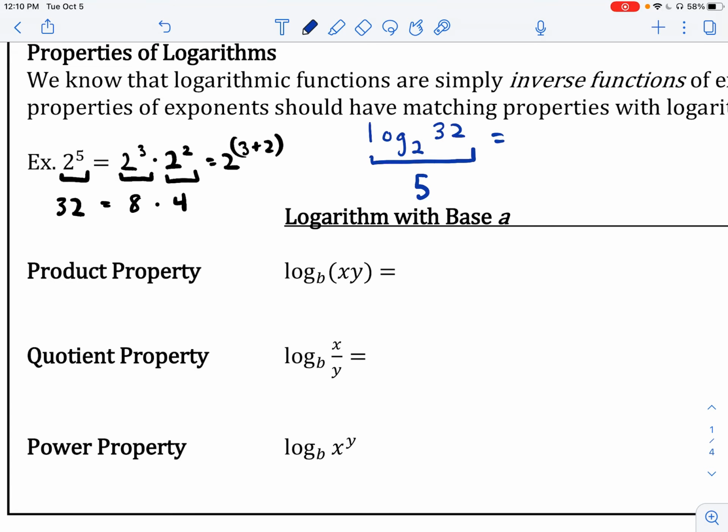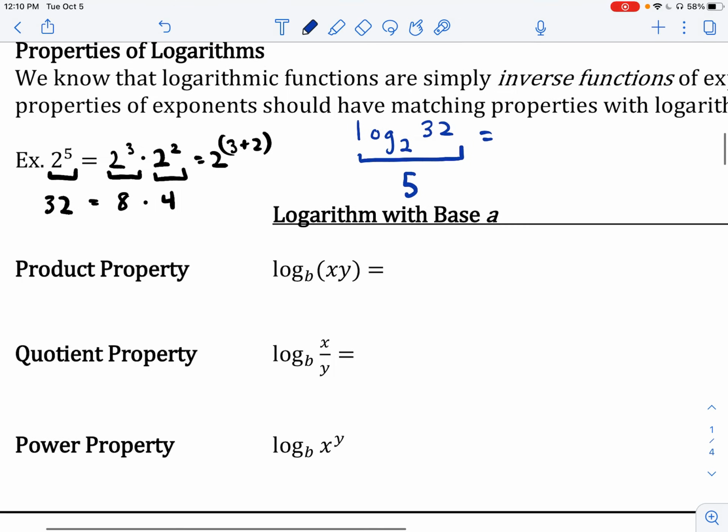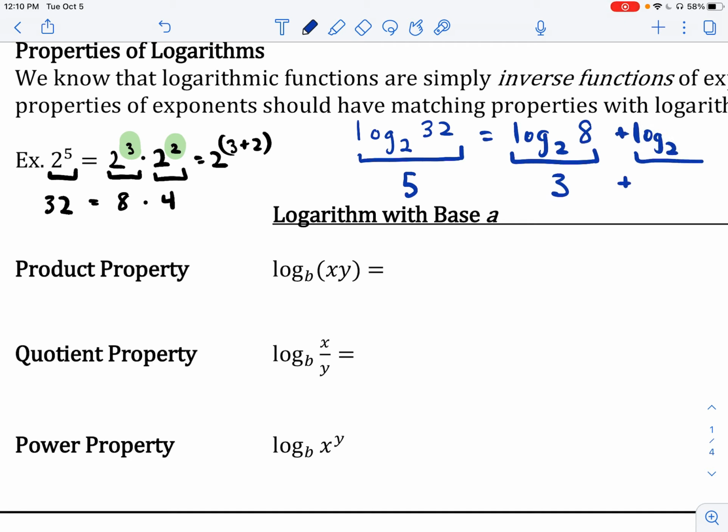Well, what would be the matching or corresponding logarithmic property then? Well, we could say, since we know that 5 is equal to, in this case, 3 plus 2, I want to come up with a logarithm that's equal to 3. So with a base of 2, log base 2 of what value is equal to 3? Well, this would be log base 2 of 8. This is 3. And here I want to go ahead and add to it log base 2 of what value gives us 2, or this number here. Well, that would have to be 4.